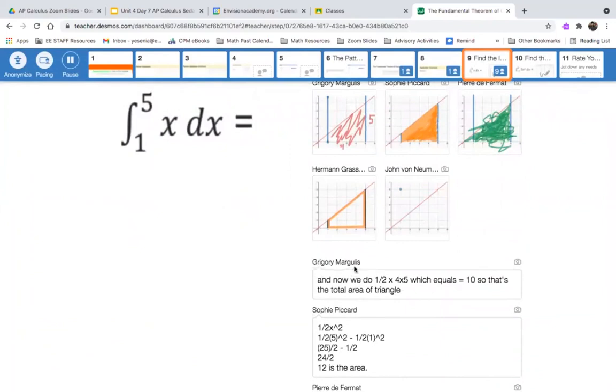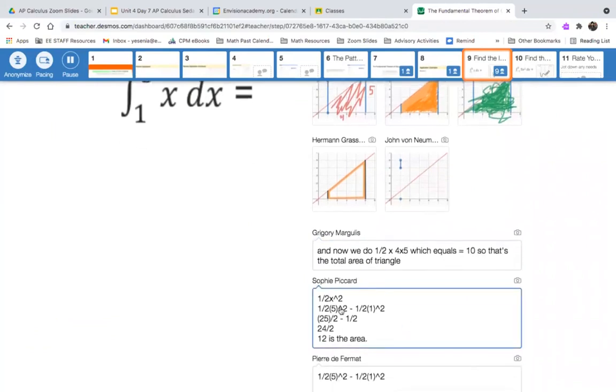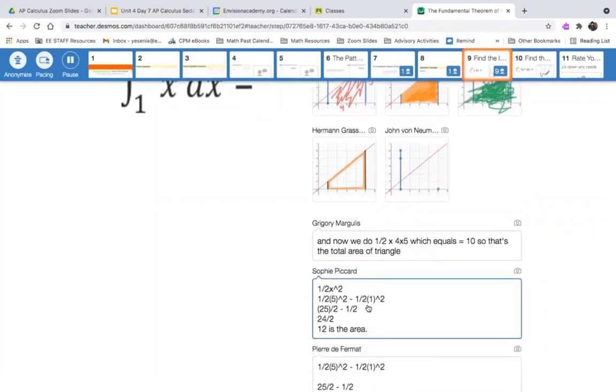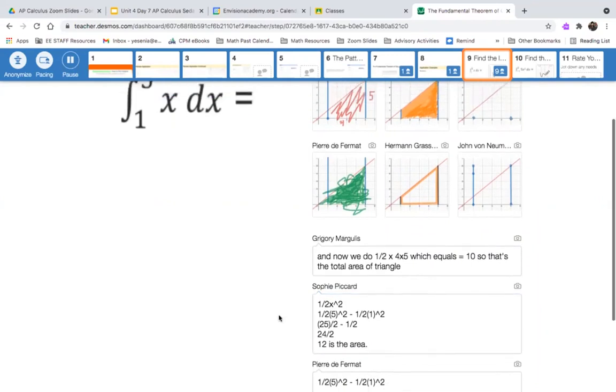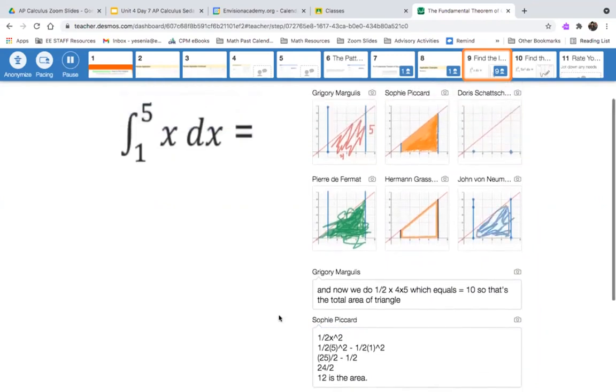So take a look. So Gregory here, right, did it with geometry. So actually what I'm asking you, or I'm pushing you to do, is to try to use antiderivatives to prove that area. So Gregory got 10, right? So Gregory got 10 for the area. But I actually see another, Sophie Pickard, right here. They used the antiderivative. Notice that. They plugged in the upper limit value, which was 5, right? And then they minus and they plugged in the lower limit value. They went ahead and simplified and they got 12. So this is a correct application of the fundamental theorem of calculus. You're using antiderivatives.